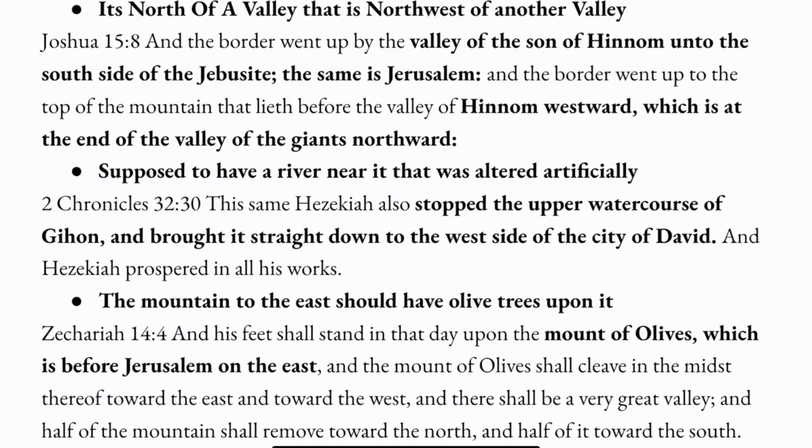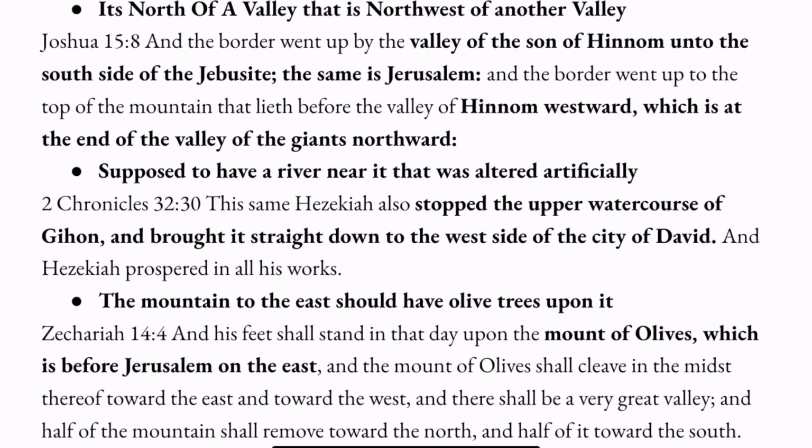So it says, the border went up by the valley of the son of Hinnom unto the south side of the Jebusite, the same as Jerusalem, because Jerusalem was before a time called Jebusi, the city of the Jebusites. Okay, now what we have to understand is that means that the valley of Hinnom was south of Jerusalem.